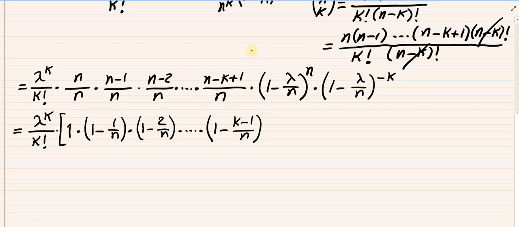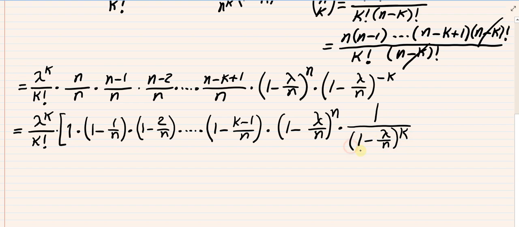Okay. And then, of course, we have the last two factors, which is 1 minus lambda over n to the n times. I'm going to rewrite the last factor. Instead of negative exponent, I'm going to use positive exponent. There you go.